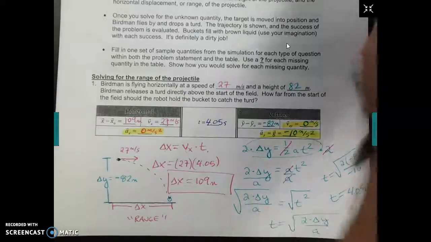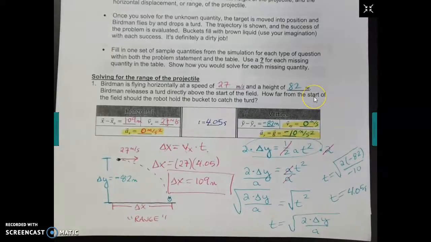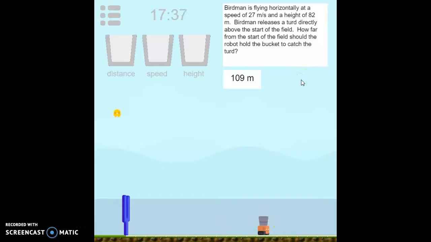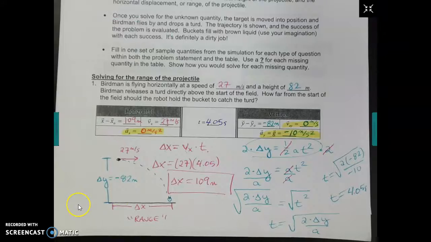Now I'm going to go back to my simulator. I'm going to tell that robot to be positioned at 109 meters. And so when I type that in, the robot heads over there to that side of the field. Check my answer. And here comes the Birdman flying at 27 meters per second. It drops the projectile from 82 meters above the ground, and we've got our robot in position to catch it, so we keep that projectile from hitting the football field. And that's the goal here. For each of these three problems, we're going to try to get this thing positioned so that it catches the projectile. All right, so that's question one.